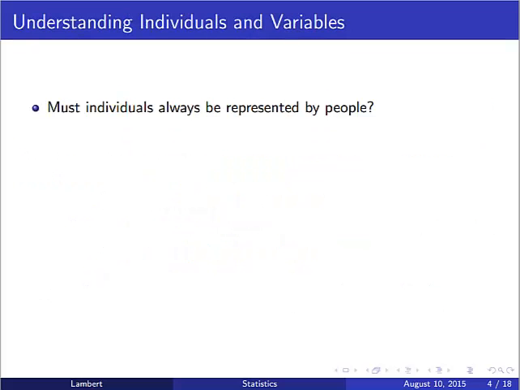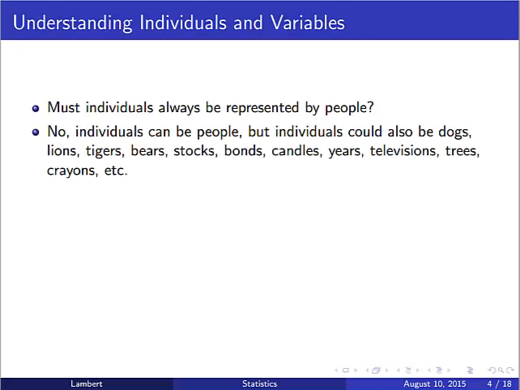Okay, moving forward. Must individuals always be represented by people? Well, when you think about it, we just did, for example, the graduates, but did it have to be graduates? Could you do other sorts of studies? Well, yes. It doesn't really matter. You could do things like lengths of crayons, numbers of lions, tigers, and bears, or something like that. How long their hair is. The stock market, that's a great example. The list goes on and on.